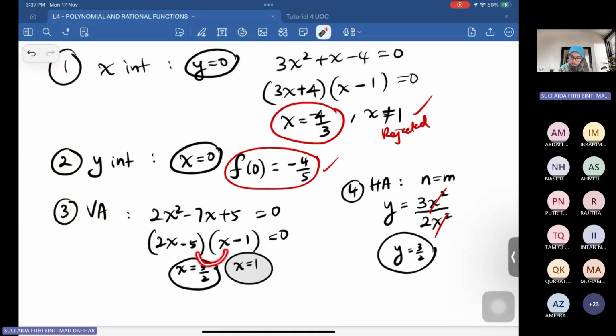Check this is correct, right? Negative 5x and negative 2x, negative 7x. This is positive 5 and correct.